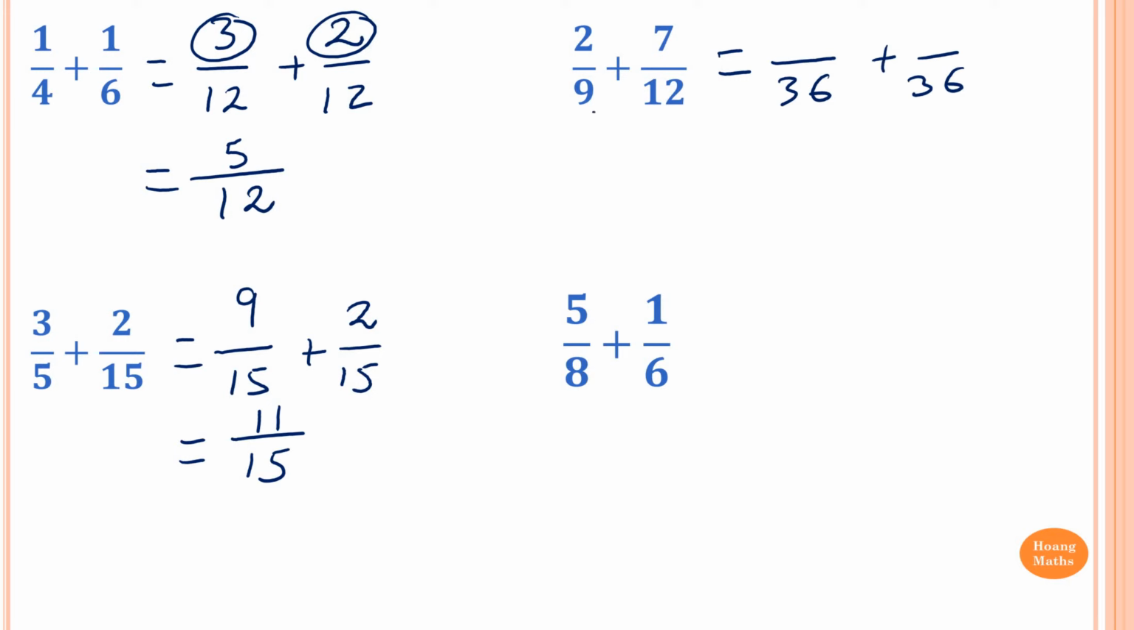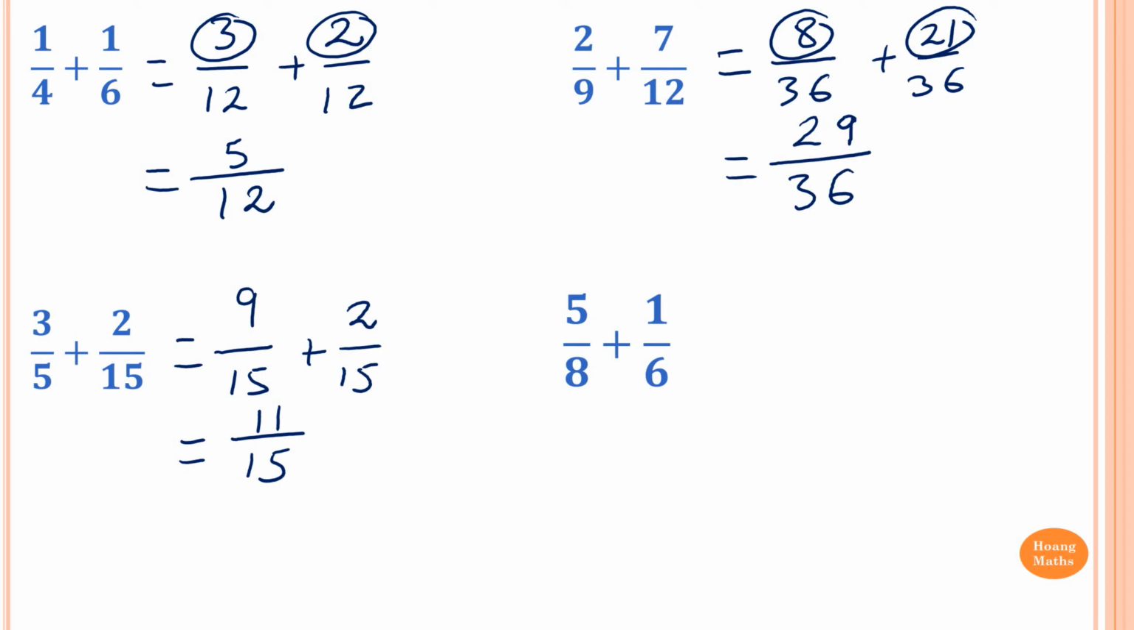So now from 9 to 36, we times this by 4, because 4 times 9 is 36. So the top must times by 4. So 2 times 4 is 8. And then from 12 to 36, which is from here to here, you times this by 3. So the top must times by 3. So 3 times 7 is 21. So we just add the numerators, which is 8 plus 21. So which is 29 over 36.